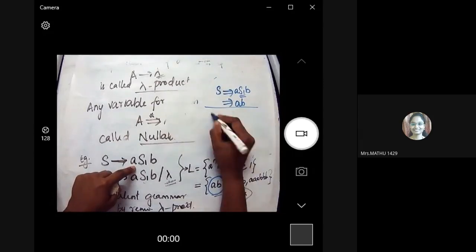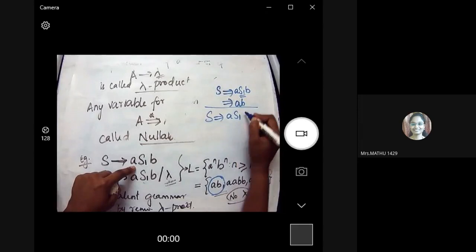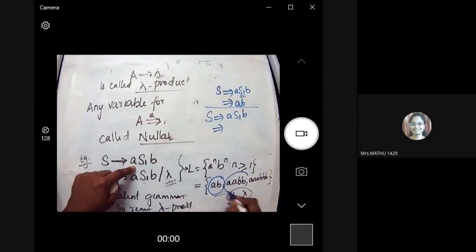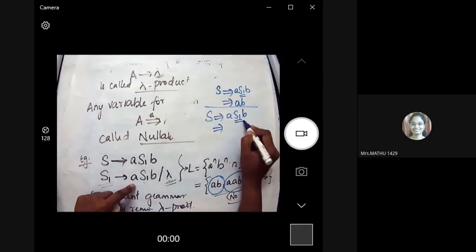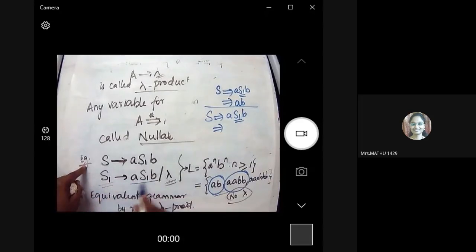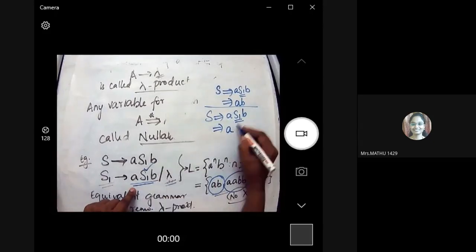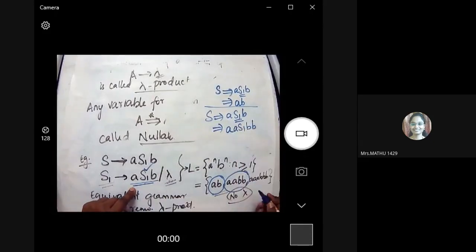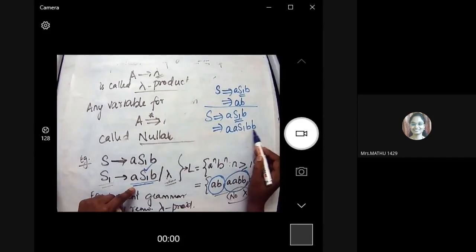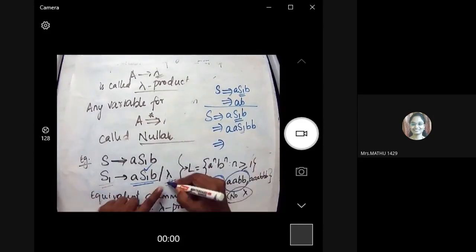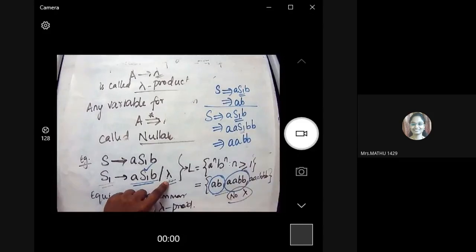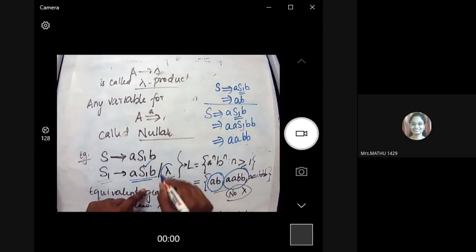Or else, A S1 B, and now I want to generate AABB. Then what will I do? Once more I will apply S1 gives A S1 B at this place. So A for S1, I'll apply this A S1 B followed by B. Now what is required? AABB. So already I have got AABB. In the place of S1, if I apply lambda, I'll be able to get this string. So to terminate the derivation, we are using the lambda in this grammar.